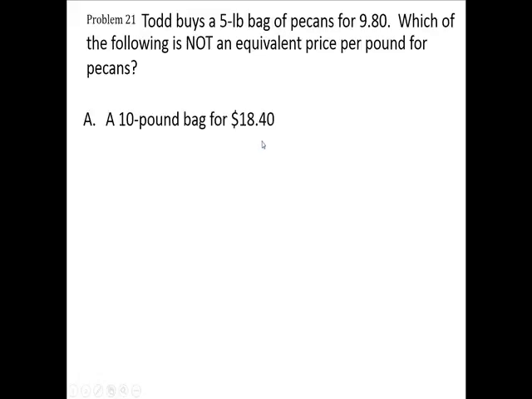All right, the price per pound is $1.96 per pound. Now, answer A says $18.40 for 10 pounds. So if you take $18.40 and divide it by 10, if you move the decimal over one place, you're going to get $1.84. We don't want to have 10, we want to have 1, don't we? So you move the decimal one place to the left here, so you'll have a 1. Doing the same thing up here, you have $1.84.